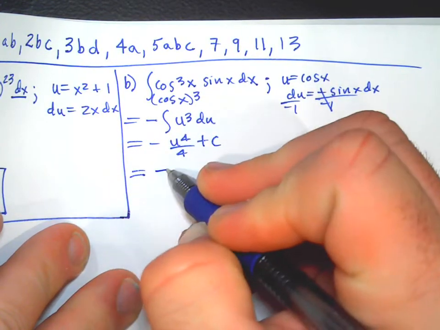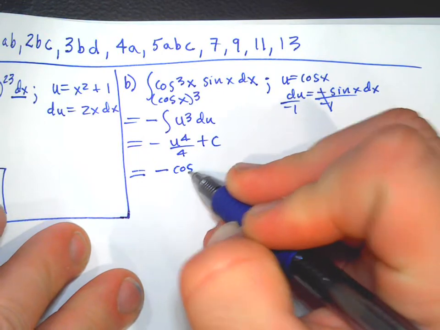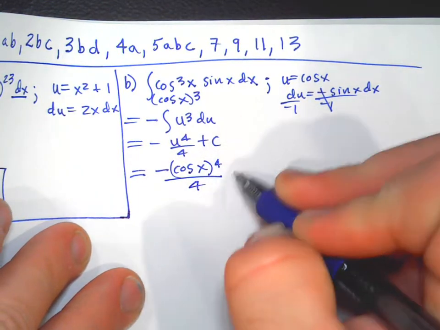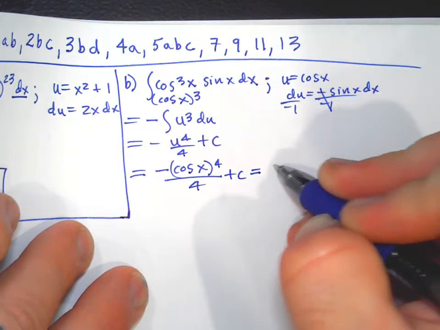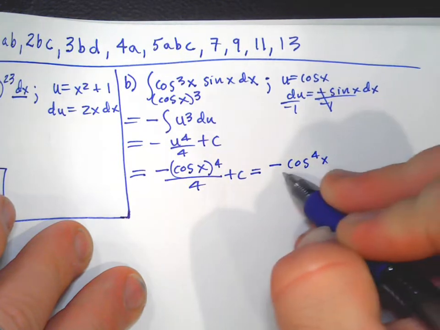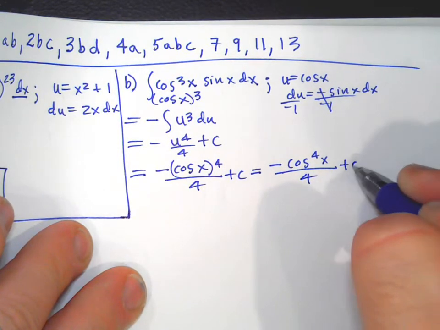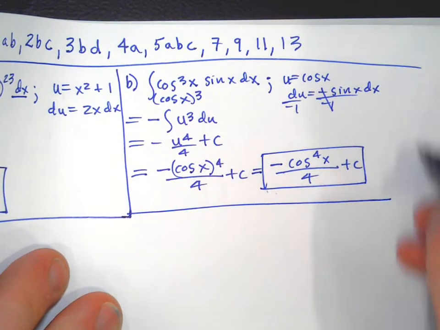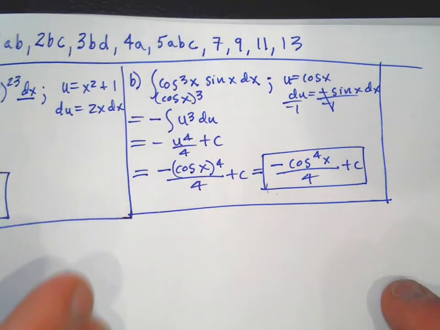Final answer would be negative cosine x to the 4th over 4. You can write this like this, but the final answer really should be written with that compact way of writing trig to powers. We put it right there. Same thing. I think the parentheses are easier to work with, but that's the way the answers should look.